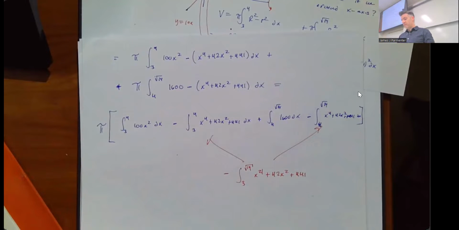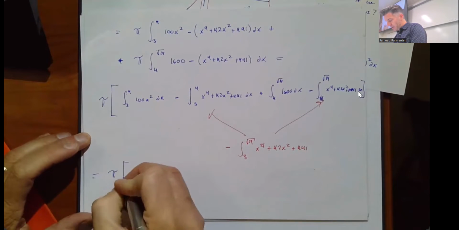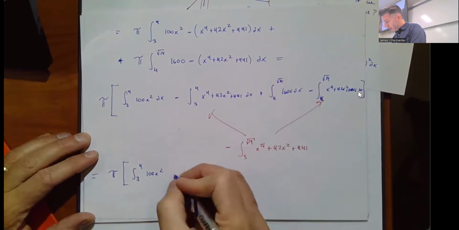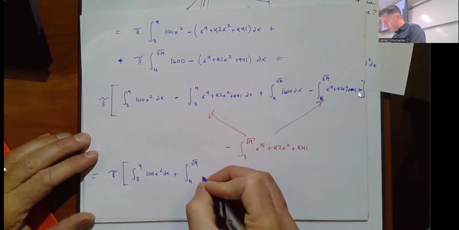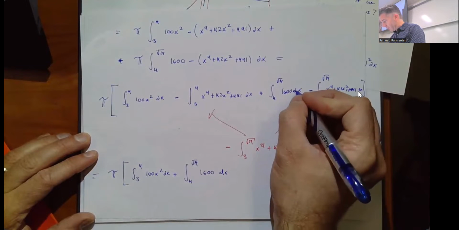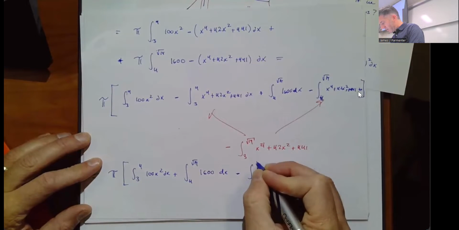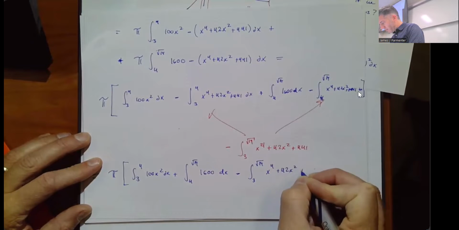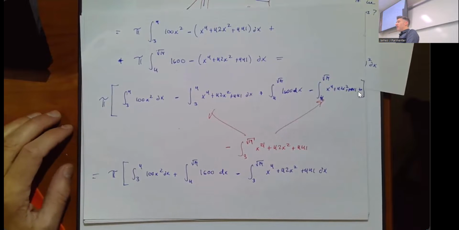So if you wanted to make this maybe suck just a tiny bit less, you could write this as pi times the integral from 3 to 4 of 100x squared dx, plus the integral from 4 to the square root of 19 of 1600 dx. Be careful, I thought that was a 0 there for a second, I almost wrote 16,000. And then finally, minus the integral from 3 to the square root of 19 of x to the fourth plus 42x squared plus 441. But then it really is just awful.